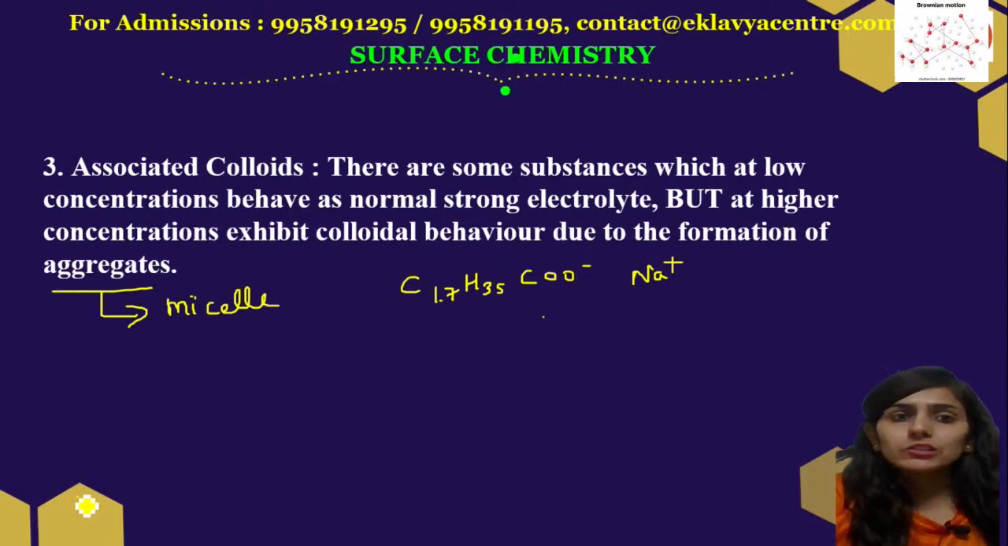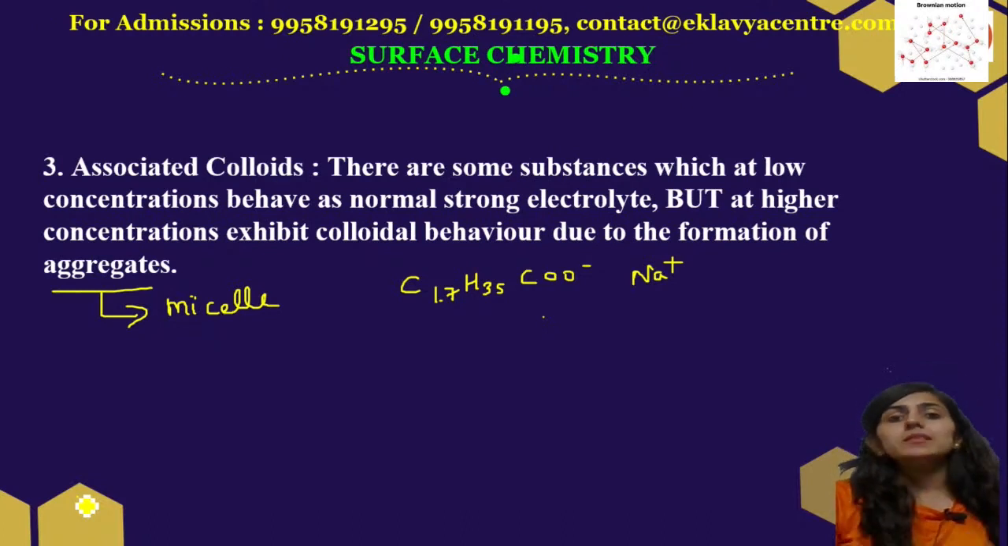So in this video lecture, we have to start with the third type of colloid, that is associated colloids. In associated colloids, there are some substances which at low concentrations behave as normal strong electrolytes, but at higher concentrations they exhibit colloidal behavior due to the formation of aggregates.